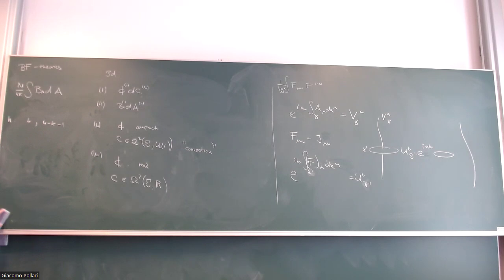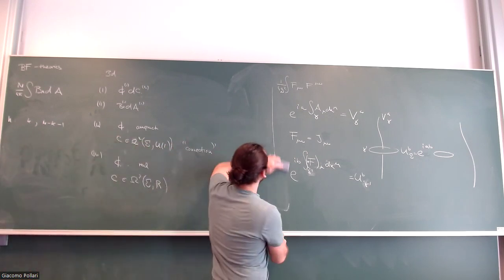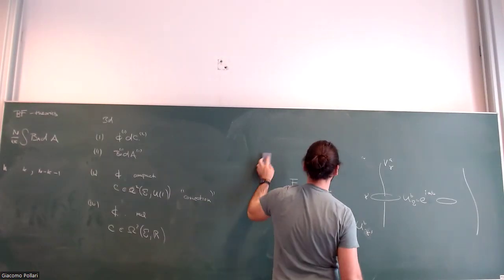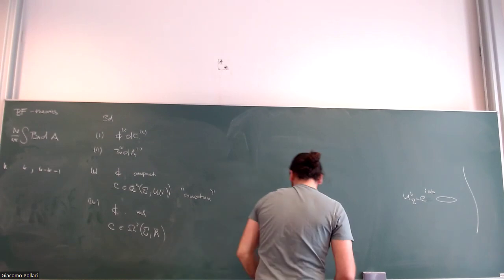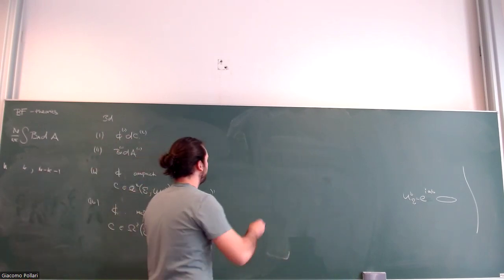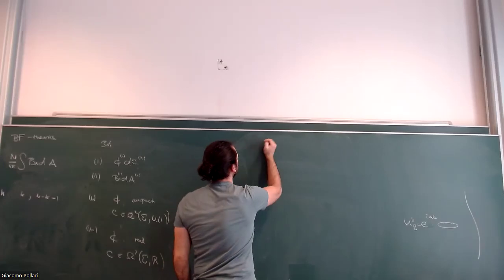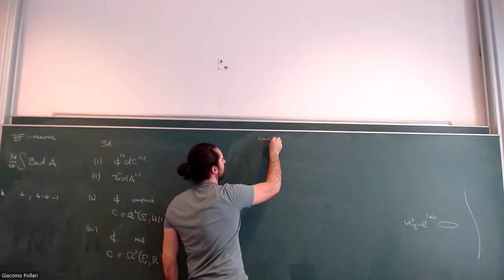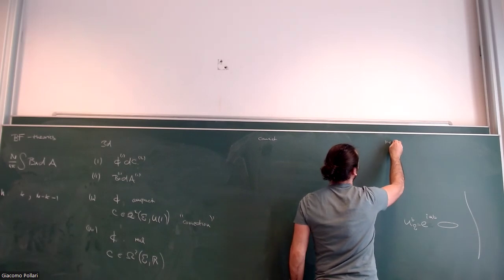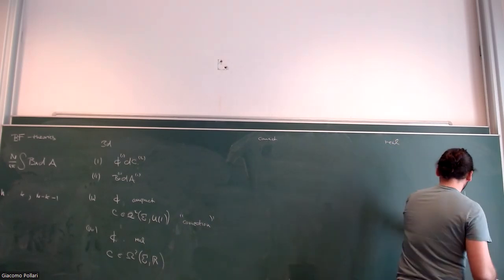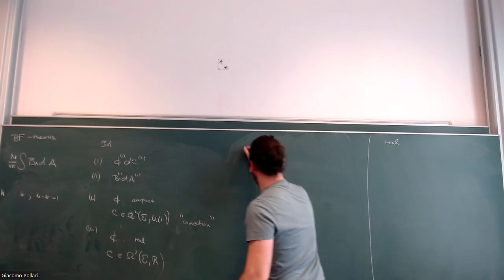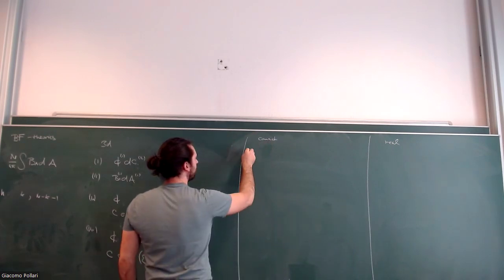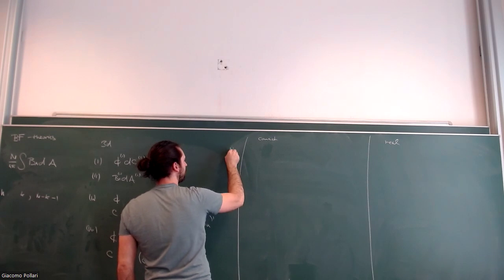And there will be similarities. So what kind of operators can I construct? So first phi, maybe I'll do compact and real. Now real type 1 and type 2.